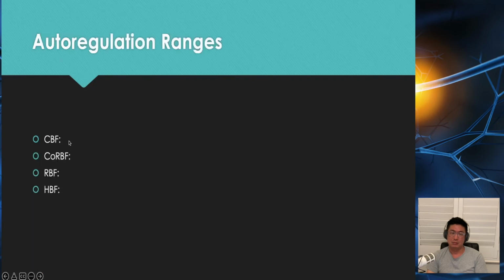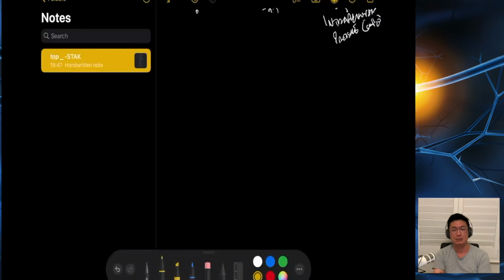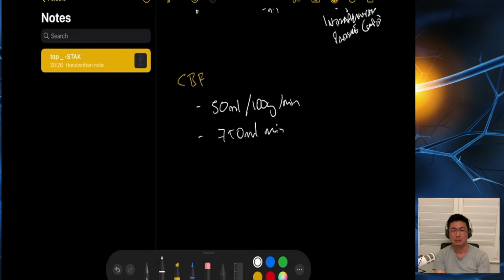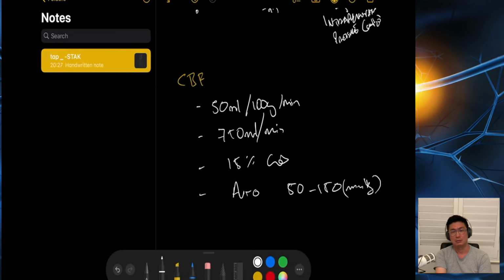I kind of already gave these to people. When I'm talking about cerebral blood flow, if I'm saying relative, then I always pick 50 mils per 100 grams per minute, or 750 mil per minute, or 15% cardiac output, with an autoregulation range of 50 to 150. That's your MAP, obviously. Does anyone have anything markedly different from that?